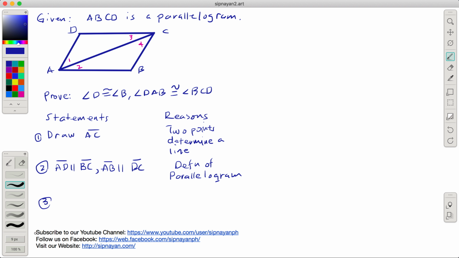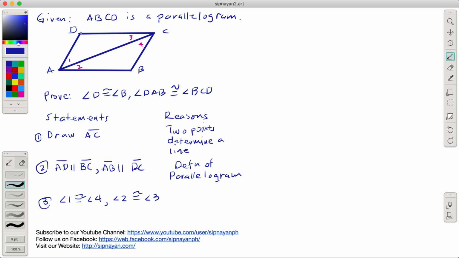Number 3. Alam din natin na these angles are congruent. Angle 1 tsaka angle 4. Tapos angle 2 tsaka angle 3. Bakit kaya? Angle 1 is congruent to angle 4 and angle 2 is congruent to angle 3. Mahulaan niyo ba kung anong reason?